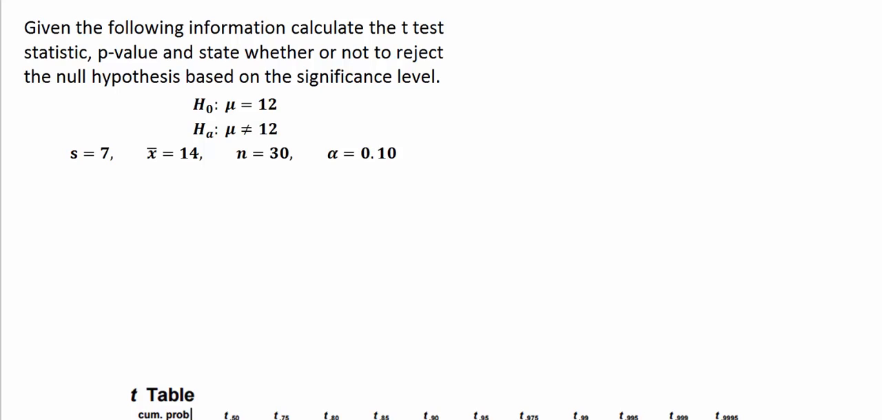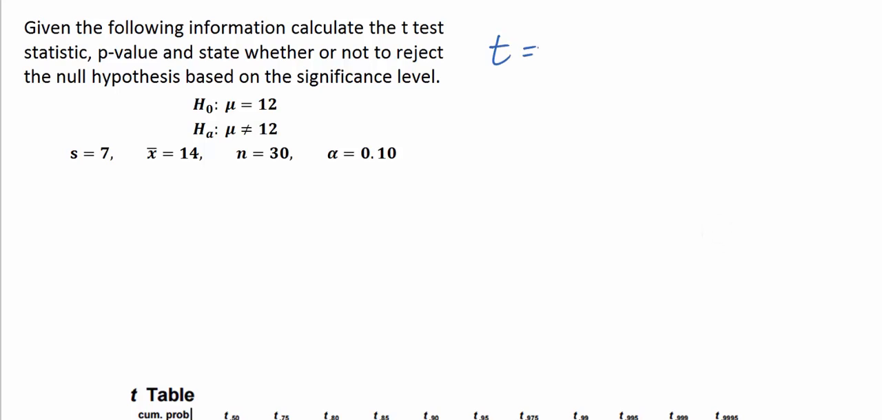In this example, we will use the following information to calculate a t-test statistic, a p-value, and state whether or not we should reject the null hypothesis based upon the significance level. So the first step is to calculate our test statistic.